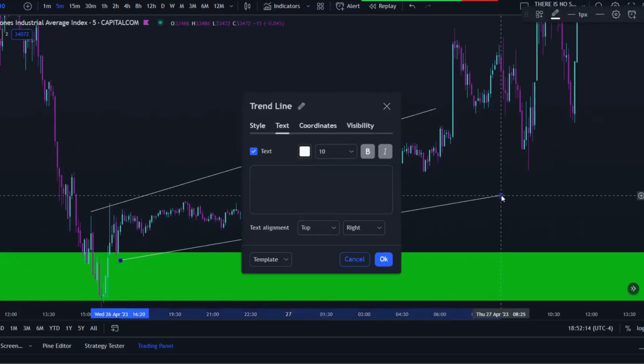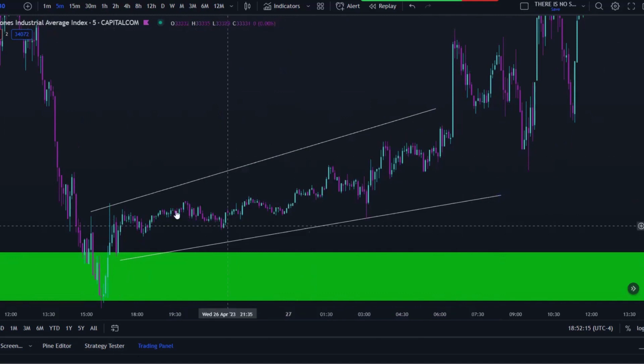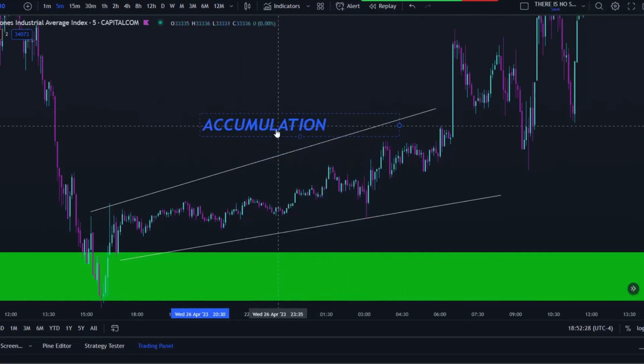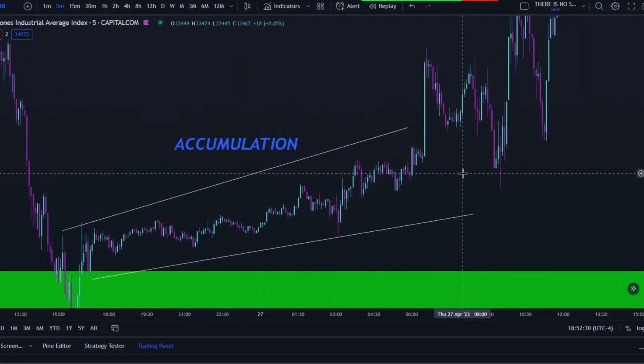Now, there weren't many opportunities between here and here, but we were definitely consolidating, and we like to call that accumulation. This is where buy orders were gathering up right here in this area. And then what's interesting after this is that price breaks out of this area to show us what the direction is.